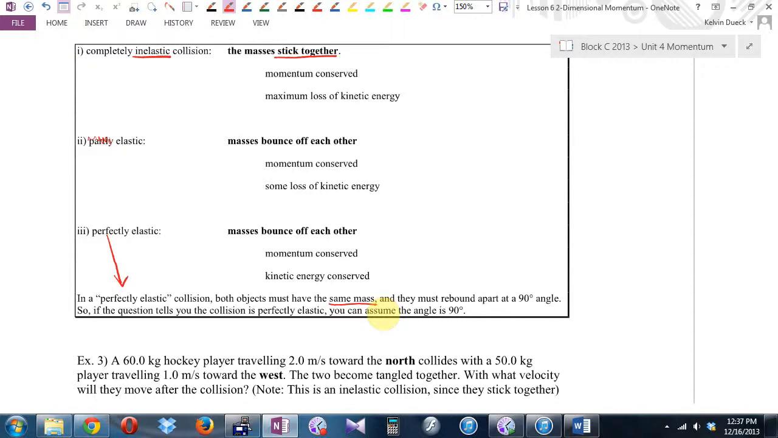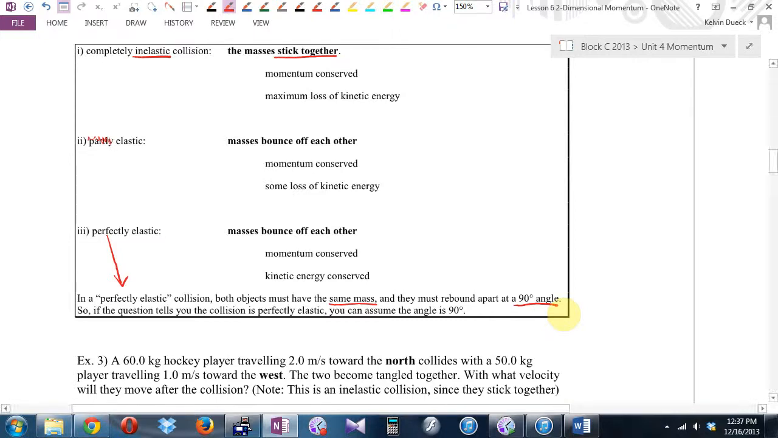I'm going to tell you they bounce off at an angle, but I'm not going to tell you the angle. It turns out in a perfectly elastic collision, the angle they bounce off at is 90 degrees. I won't tell you that. So, if you know the collision is perfectly elastic, you know the angle is 90 degrees, you know the masses are identical, and it turns out the law of conservation of energy pops out of there. Kinetic energy is conserved.